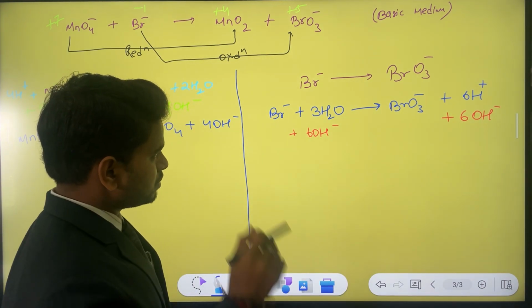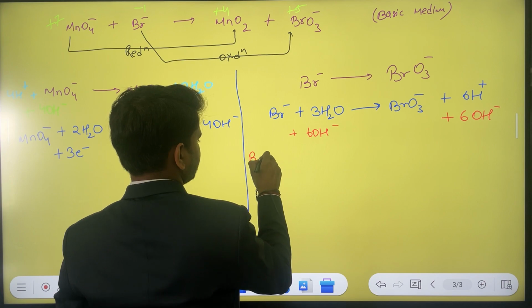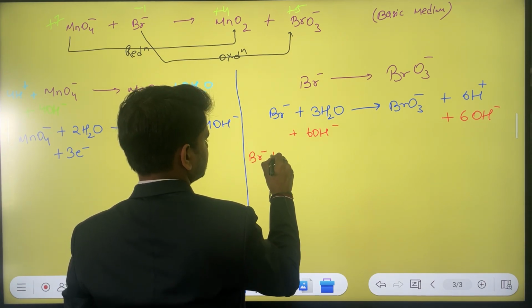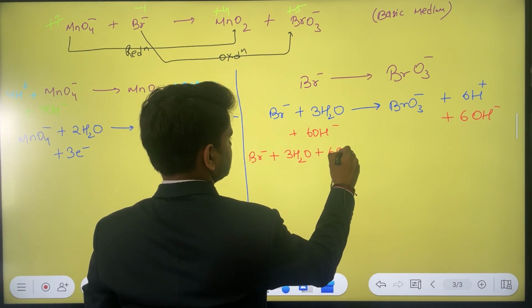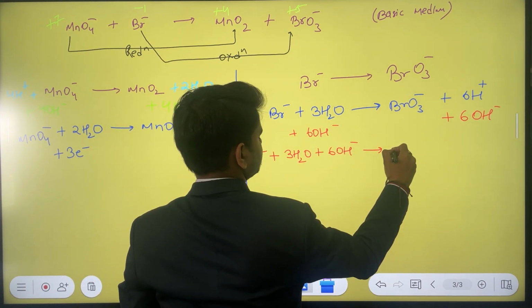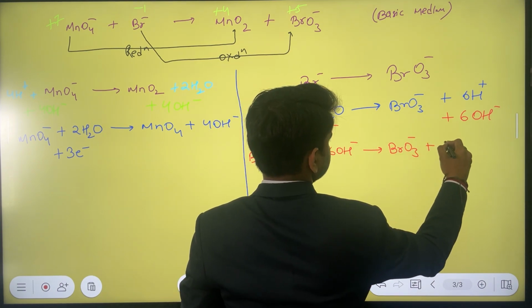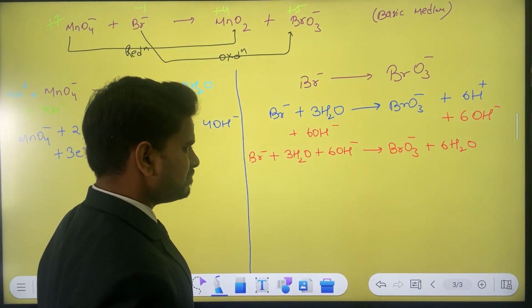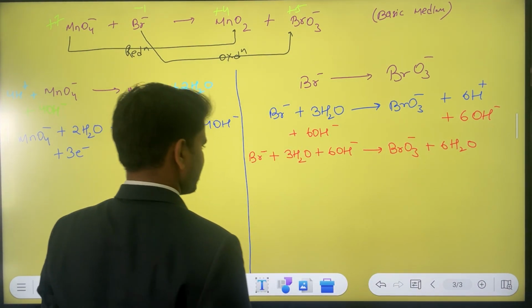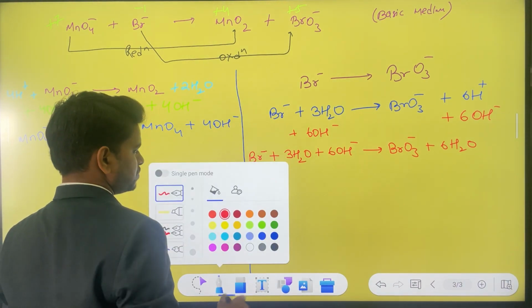Okay. So it will give you what? It will give you Br minus. Br minus plus 3 S2O plus 6 OH minus, giving you BrO3 minus plus 6 S2O. So 6 S2O, 3 S2O. Ultimately you will end up having 3 S2O that side.